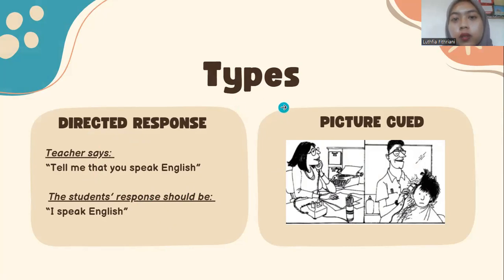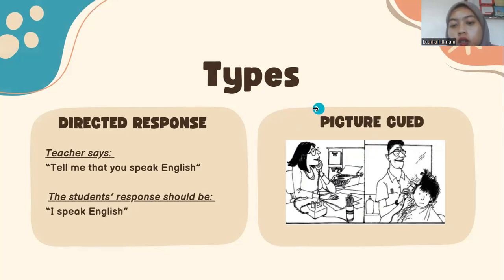The second type of limited response in speaking test is picture cue. Do you know what picture cue is? So picture cue test is a test in which the teacher will give the student a picture and ask the student some questions related to the picture. As you can see in the screen, this is the example of picture cue test.